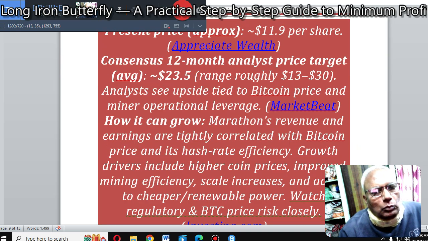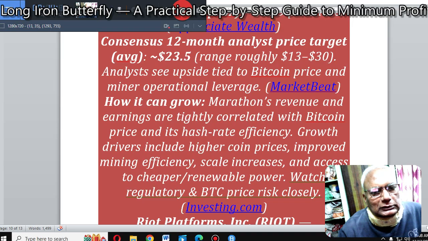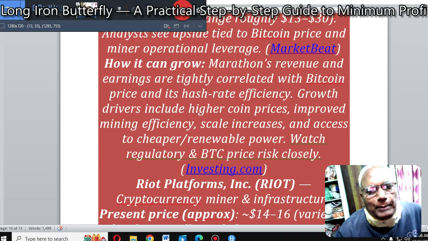How it can grow: Marathon's revenue and earnings are tightly correlated with Bitcoin price and its hash rate efficiency. Growth drivers include higher coin prices, improved mining efficiency, scale increases and access to cheaper renewable power. Watch regulatory and BTC price risk closely.